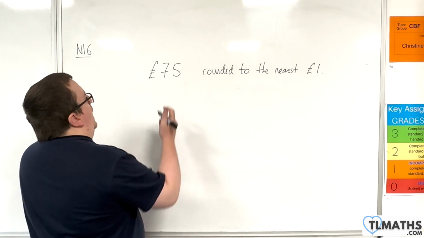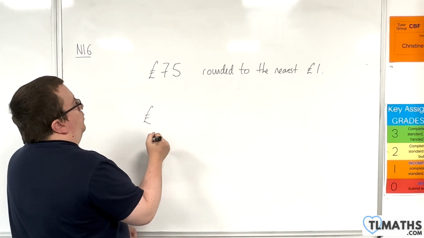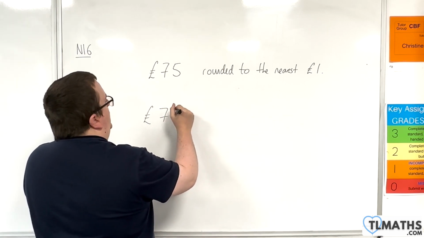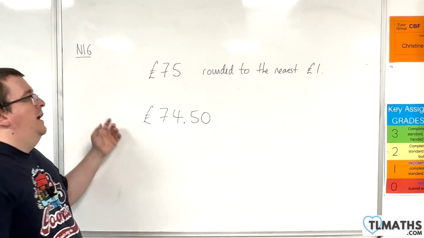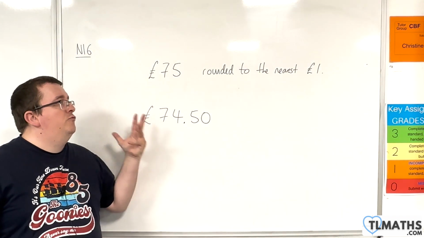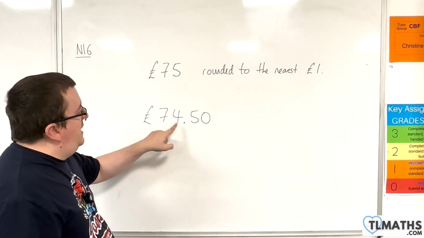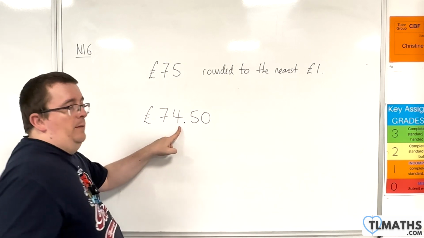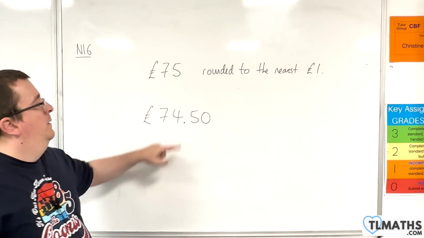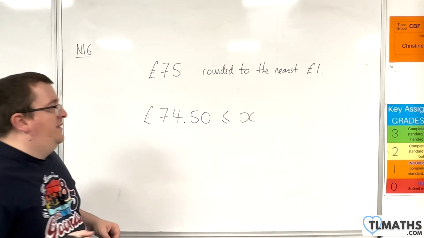Well, the lowest it could have been would have been £74.50, right? So if I'd had £74.50, I would have rounded that to £75 to the nearest £1, because that's the units column, and the one to the right is 5 or more, so I'd round that up to 75. So it's got to be greater than or equal to that.